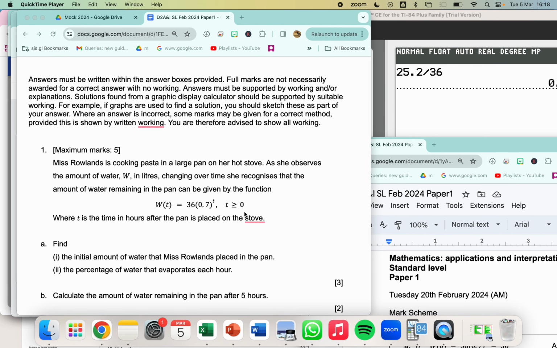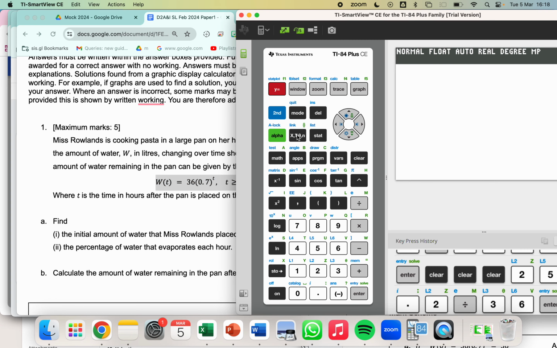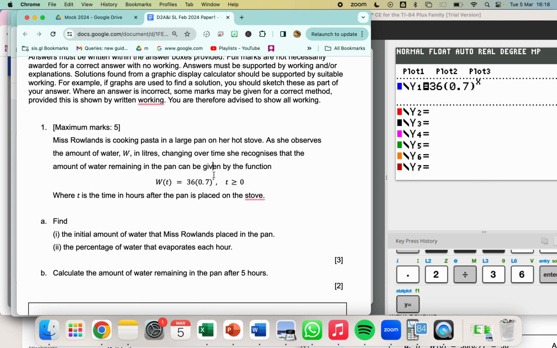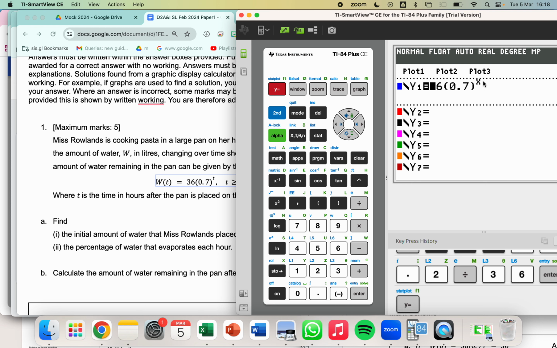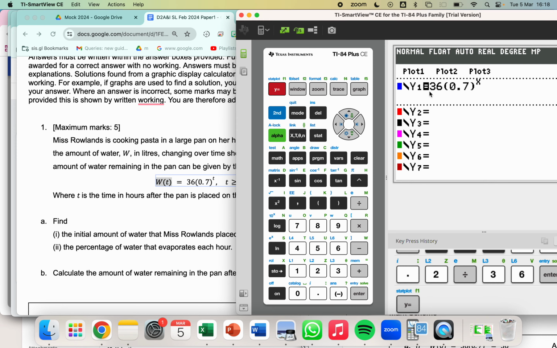Video, I'm going to go over the mock paper. The first question is about this particular function. So what I'm going to do is plug that straight into the calculator. You can see I've already done it here. Instead of t as our variable, we are going to put x, as the calculator can only do x. Instead of w of t, which is the water over time, we are obviously going to just deal with y.